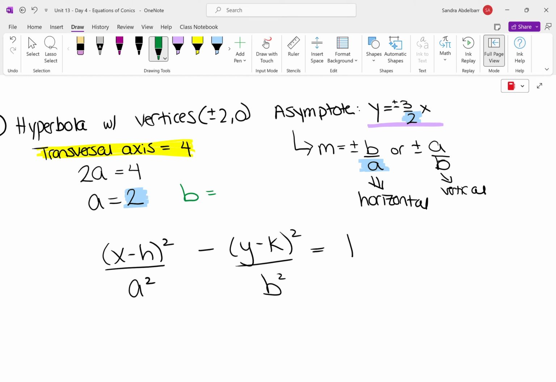Layla? I had a question. Sure. How do you know that a was in the denominator? Because the equation of the asymptote is plus minus 3 over 2x, and in a hyperbola, the slope of the asymptote is either plus minus b over a or plus minus a over b. Oh, okay, I see now. All right, so I know the a is 2. Do we know the b? Yeah, how?